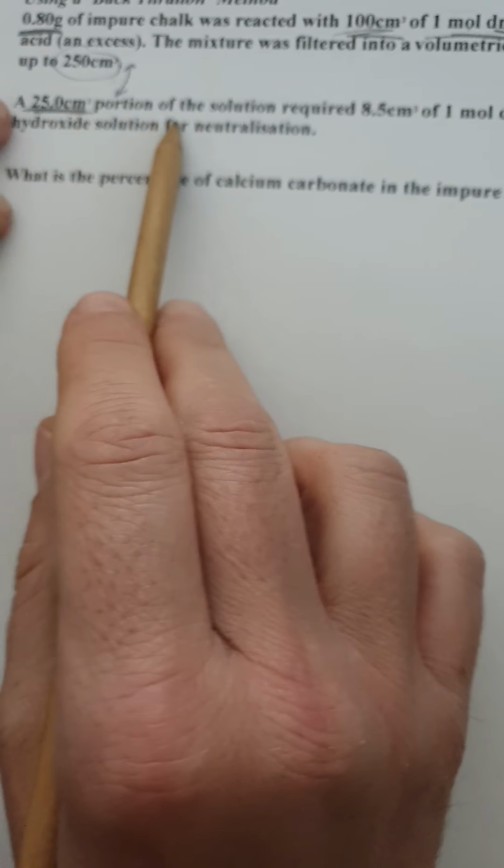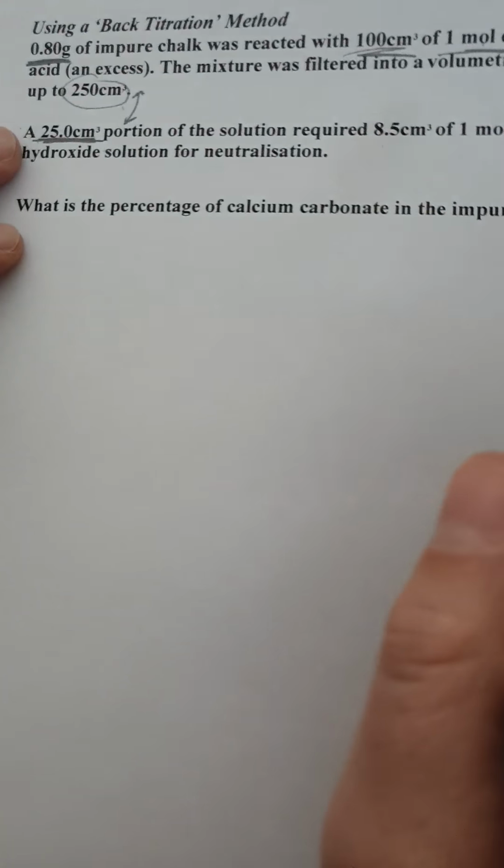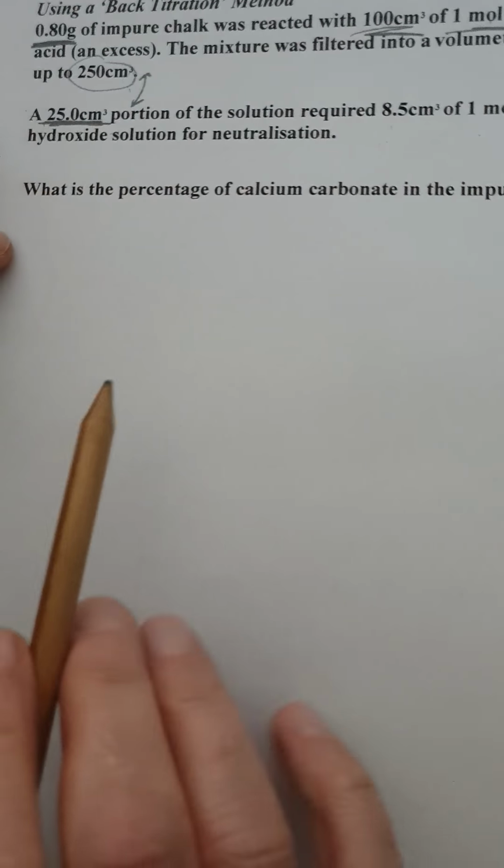A 25 centimeter portion of the solution required 8.5 centimeters cubed of 1 mole decimeter cubed sodium hydroxide for neutralization. And the question is, what percentage of calcium carbonate that we chucked in there was in the impure chalk?